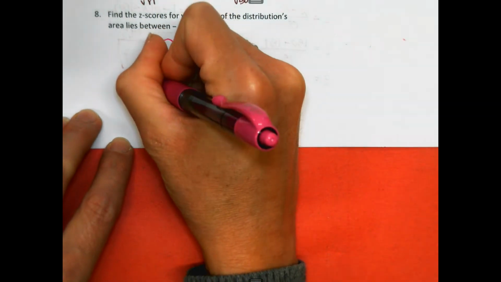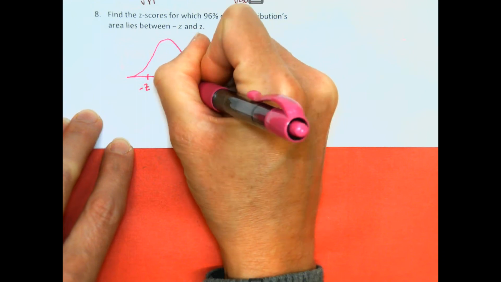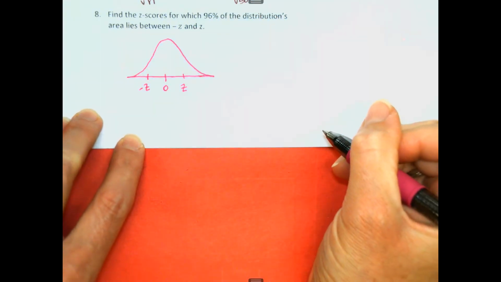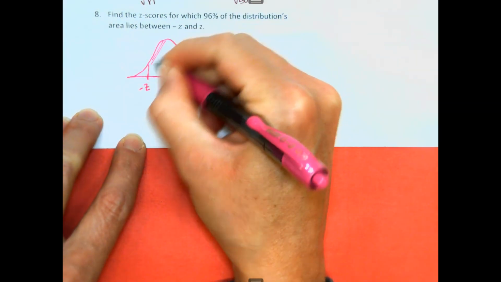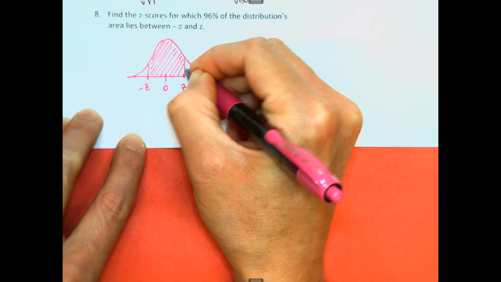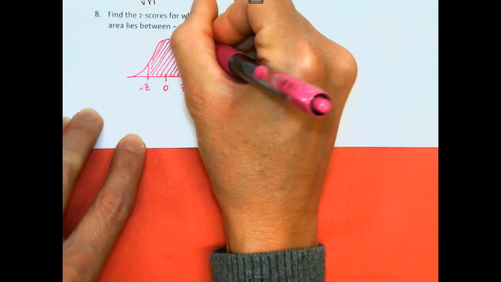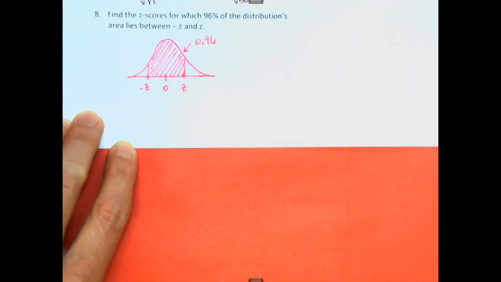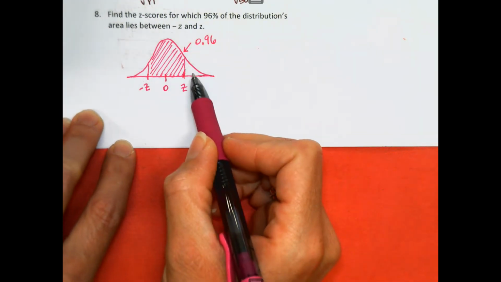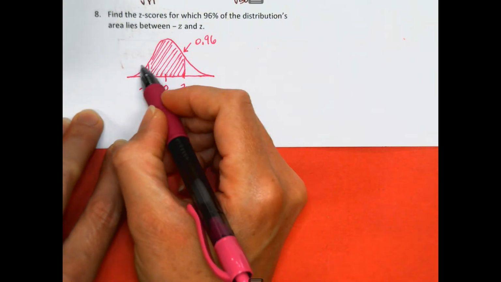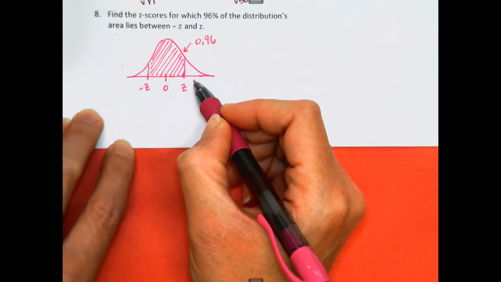And we need to know what this value negative z is and what this value positive z is, for which 96% of our distribution lies. The area in between these two z values is 96%, or 0.96. Now, since the standard normal distribution is symmetric, the area over here to the left and the area over here to the right are equivalent to each other.